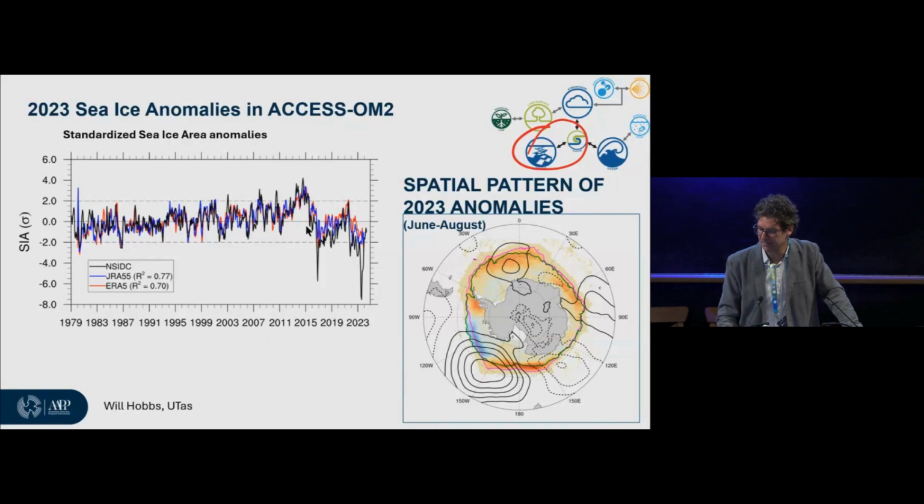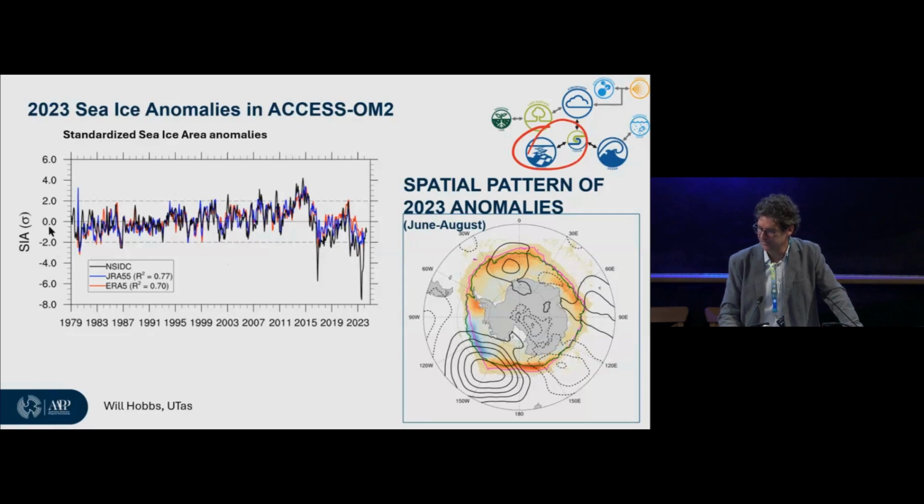And probably the event that has caught everyone's attention is this event here in 2023, which was a huge reduction in sea ice area. Now, just a couple of things about this plot. Firstly, this is anomalies from the seasonal climatology, because of course the seasonal variation in sea ice is enormous. And so this is an anomaly from that sea ice climatology, relative to the standard deviation.